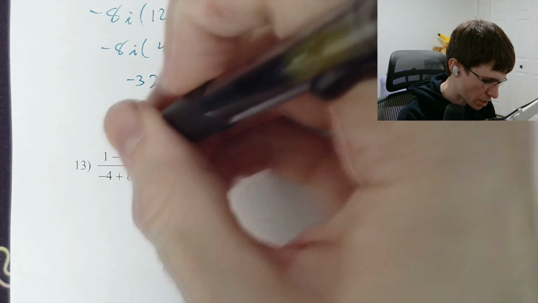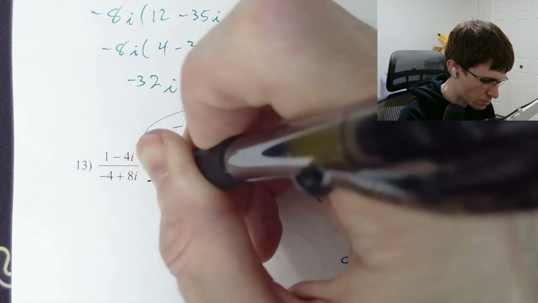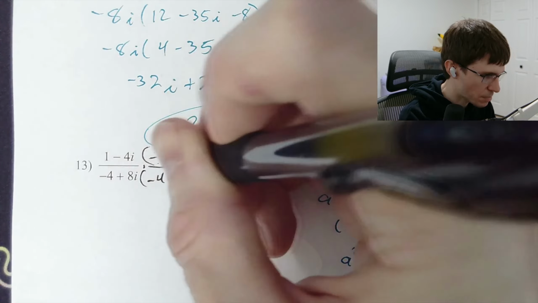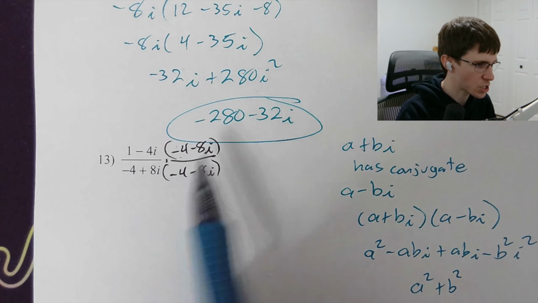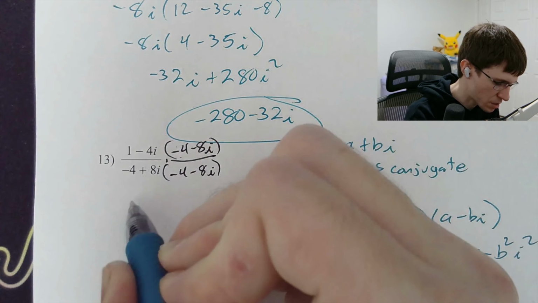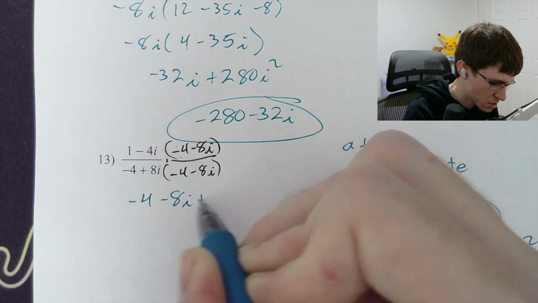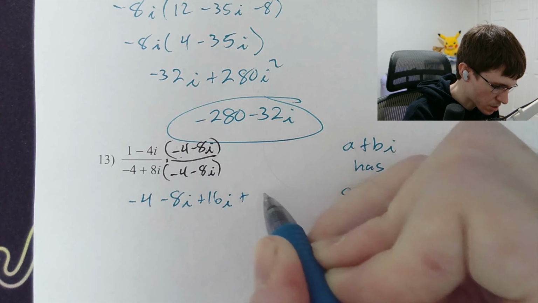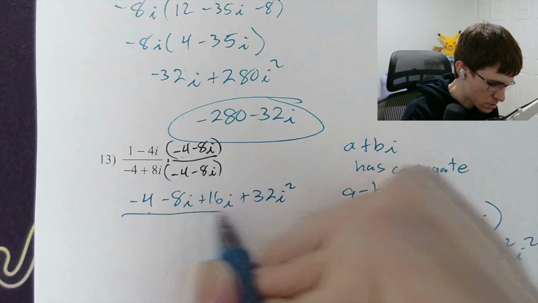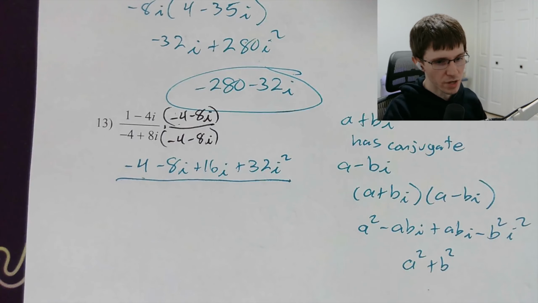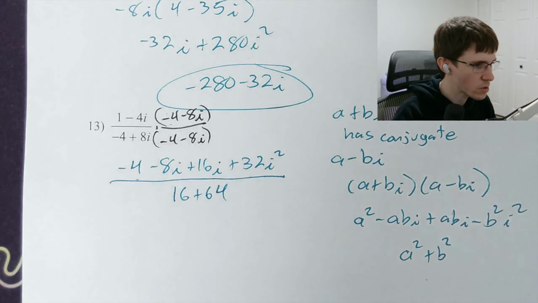So we're going to go ahead and multiply the top and bottom by -4 minus 2i divided by -4 minus 2i, multiplying by that conjugate. On the top, we have no choice but just to do our first, outer, inner, last stuff we've been doing for a little bit here. -4 minus 2i plus 16i plus 32i squared there, divided by, but on the bottom we can use our trick of a squared plus b squared, and that's going to give us 16 plus 64.